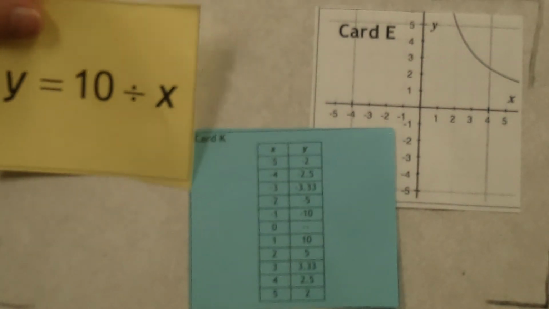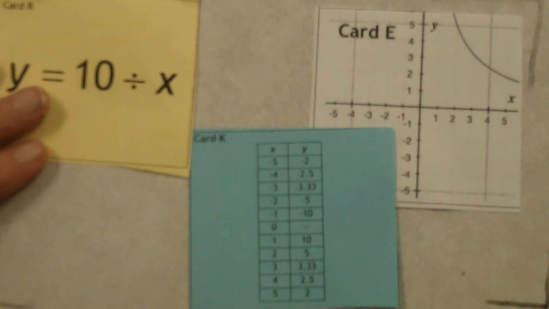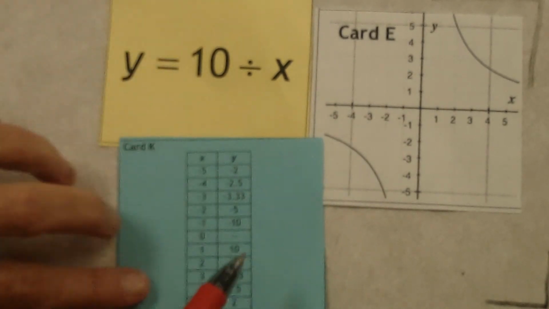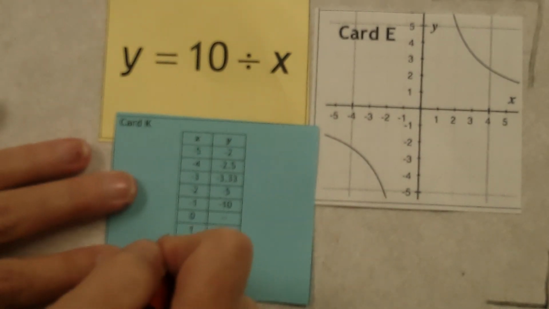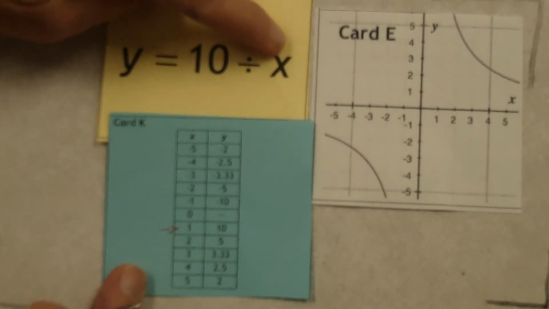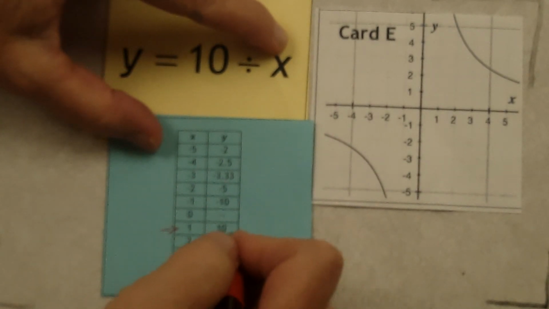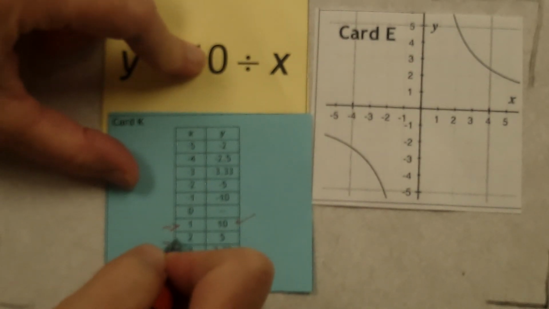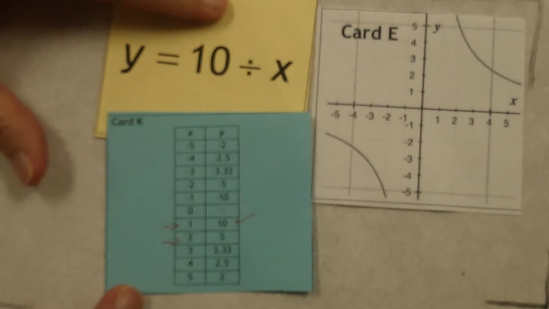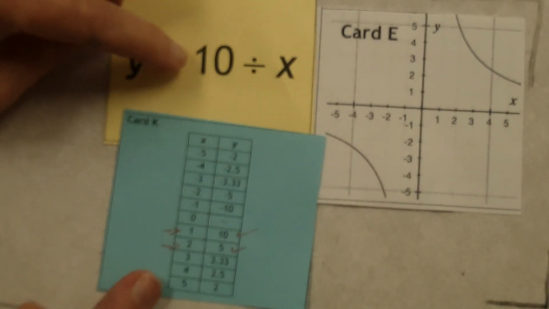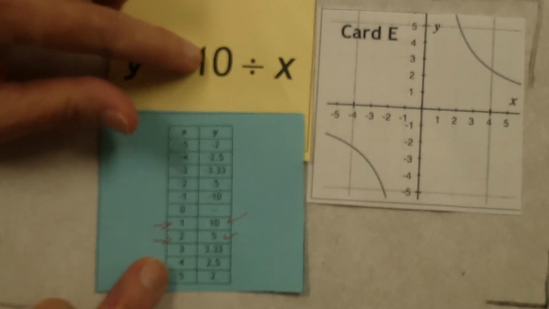All right, so I'm going to pull out my odd one and see if the one that I thought was odd matches up to this. So again, I'm going to pick some easy values in my table to check. If I put in 1 for x, 10 divided by 1 is 10. Well, that works. What about if I put in 2 for x? 10 divided by 2 is 5. Check.